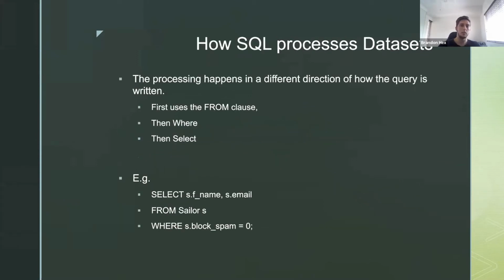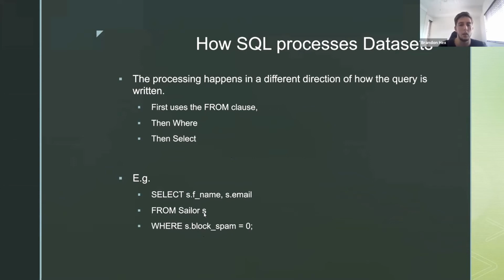All right, so first up is just a basic overview of how a simple select statement gets executed. In this example, it's a simple select from some table that has a bunch of sailors in it, like a bunch of people. We want to select the people's names and their email addresses where they have block spam set to 0.